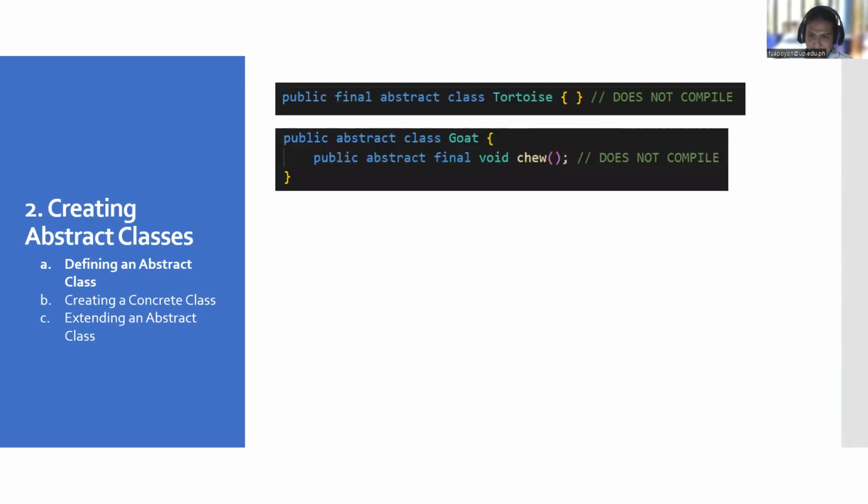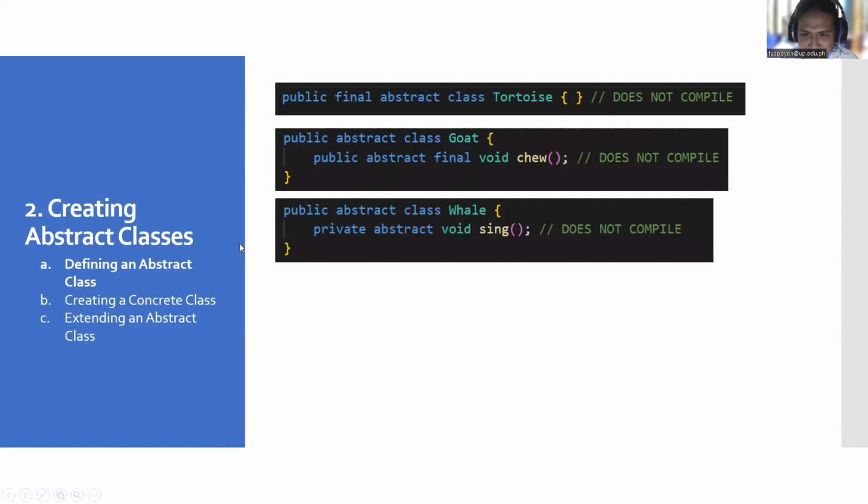Public abstract class goat. Here we have public abstract final. So same thing with the previous one. It is doing a public abstract final method. So that's also not allowed.